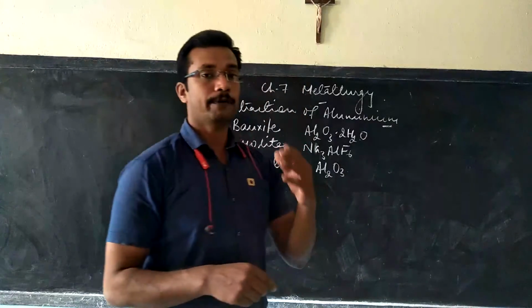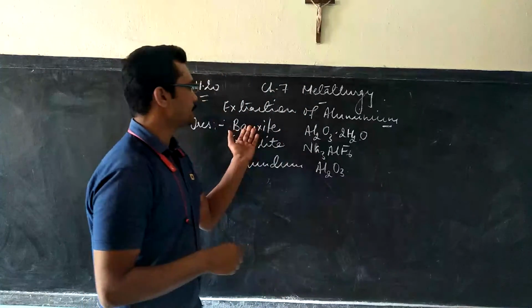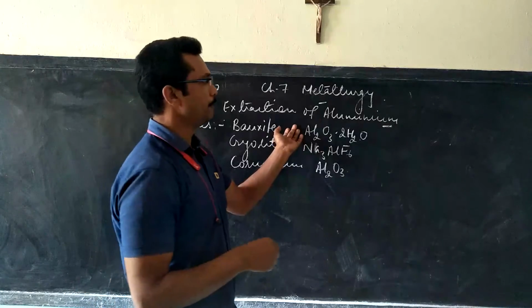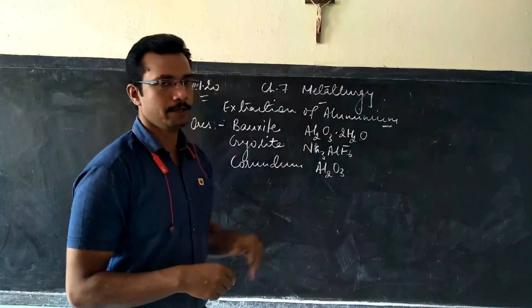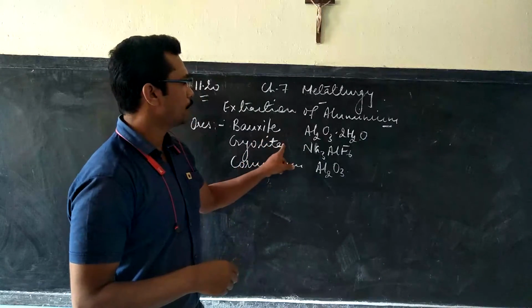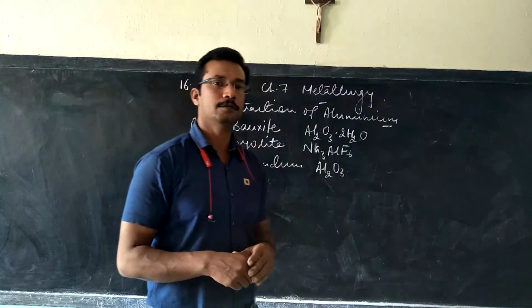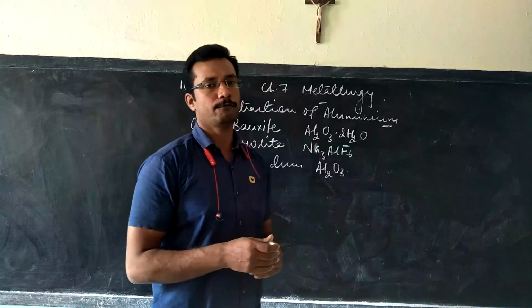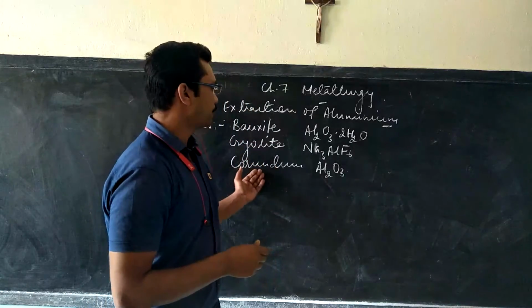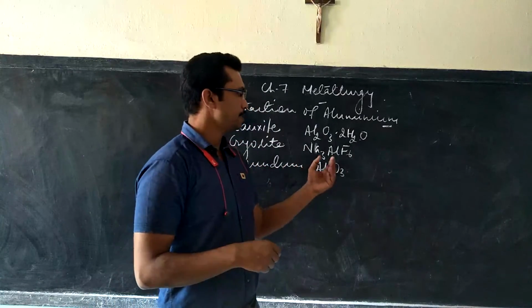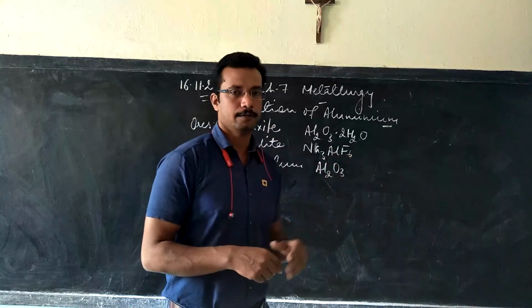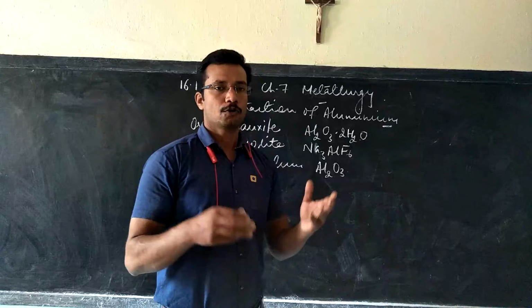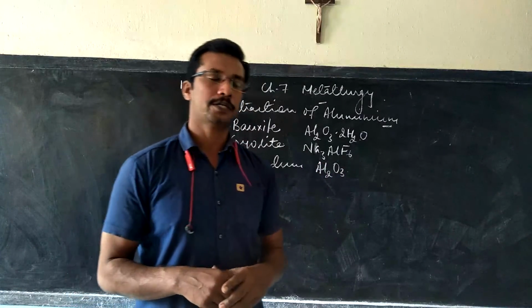Now you should know the different ores of aluminium. Bauxite is the famous ore, which is hydrated aluminium oxide. Then we have another ore of aluminium, cryolite, which is sodium aluminium fluoride. And we have corundum, which is aluminium oxide, also called alumina. So we are going to start how the extraction is done.